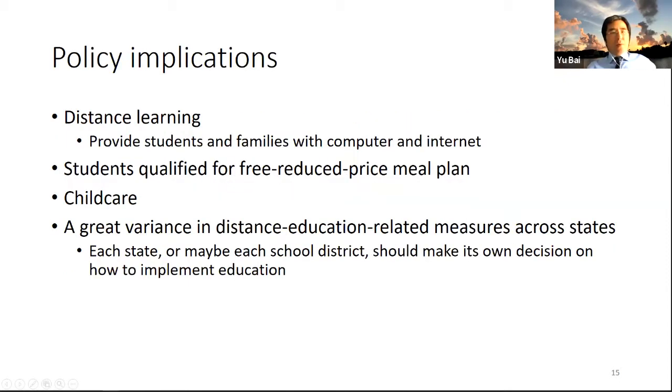So here are some policy suggestions. Government should provide students and families with computers and internet services. Each state or maybe each school district should make their own decisions on how to do education. Government should develop policies to address the childcare needs of families with working parents. And finally, students are unable to get treatment for hunger and malnutrition when schools are closed, so the government should work with schools to fix this issue.